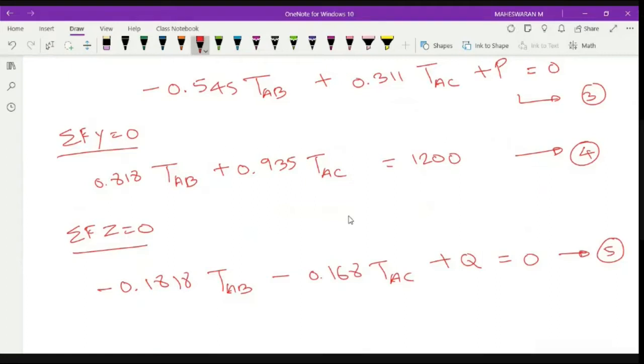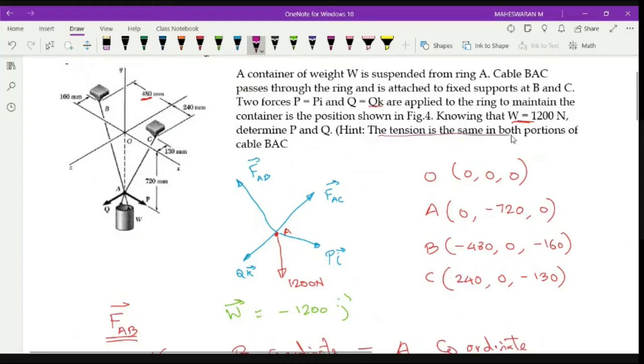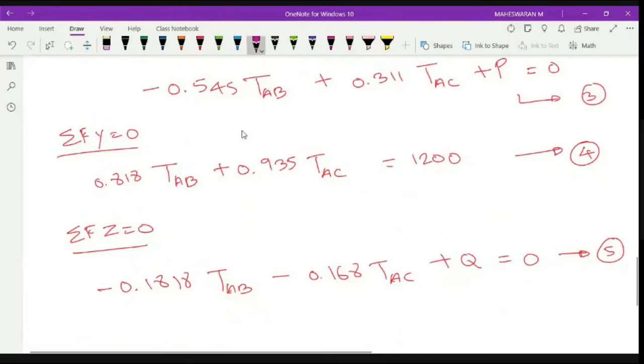Okay. Now, are you able to solve this? Mention that you have a ring. So the tension in AB is equal to tension in AC, right? So the tensions are equal. That is also mentioned, which means these two are equal: TAB is equal to TAC. Similarly, these two are equal. Similarly, these two are equal, right?